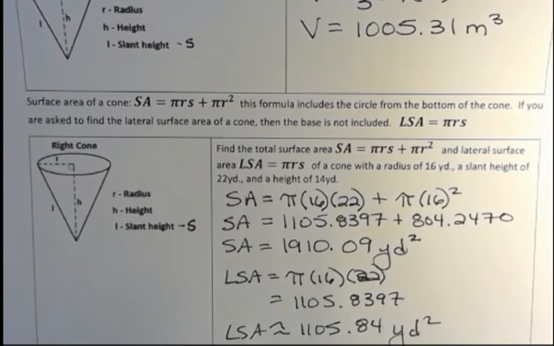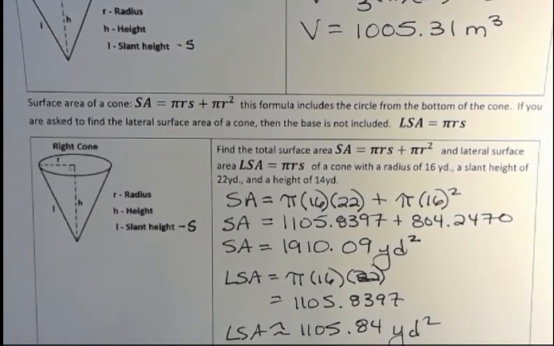So we can find the surface area, the lateral surface area, and the volume of a cone just by using those formulas.